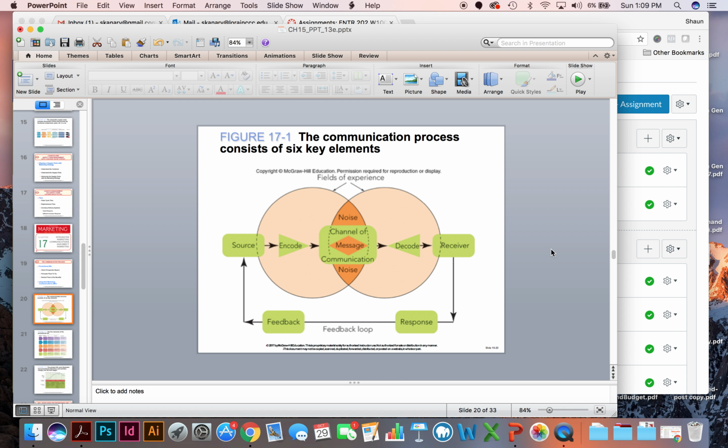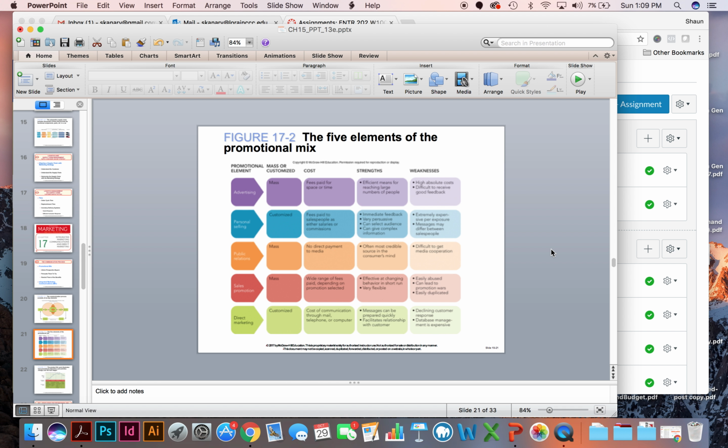The response of that receiver is usually how they respond to that ad, either in sales or action. And then we want to make sure that we're understanding the feedback of that receiver. Did the action that we wanted to happen take place? That's usually how we measure the feedback when it comes to this.